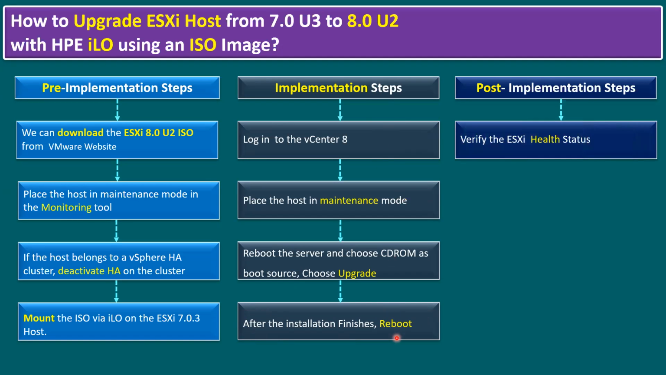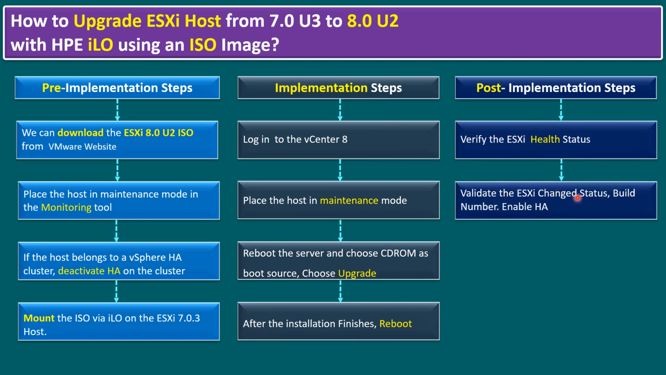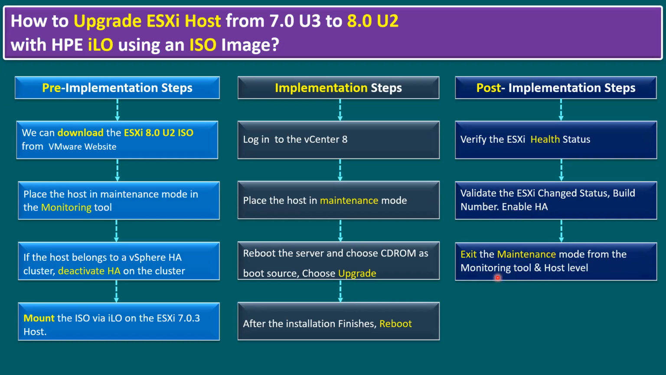Now coming to the post implementation steps. Once the host reboot is completed, we have to verify the ESXi host health status, and then validate the ESXi changed status, build number, and enable HA. Because in our pre-implementation we deactivated HA, in post-implementation we have to enable HA. And exit maintenance mode from the monitoring tool and at host level. Monitoring tool means any third-party monitoring tools like SolarWinds, Nagios, or NimSoft. Also at host level, right-click the host and exit maintenance mode. Once we complete all these steps, that is the post implementation steps.